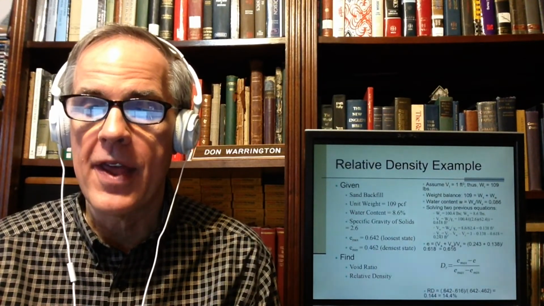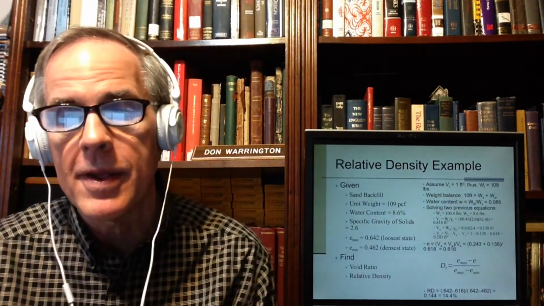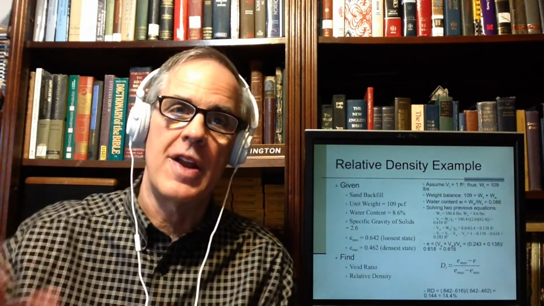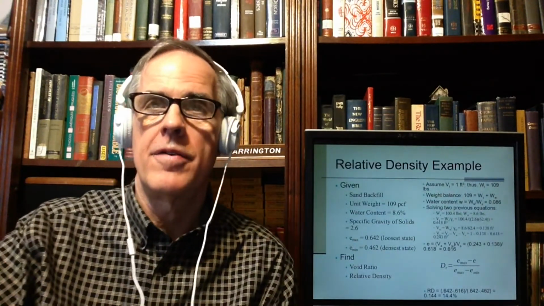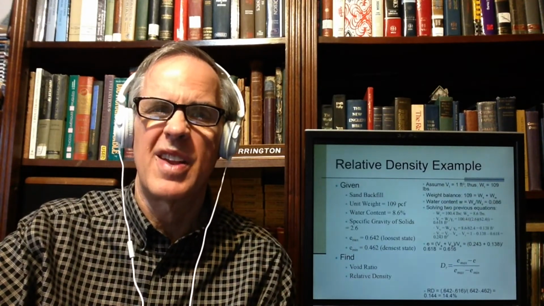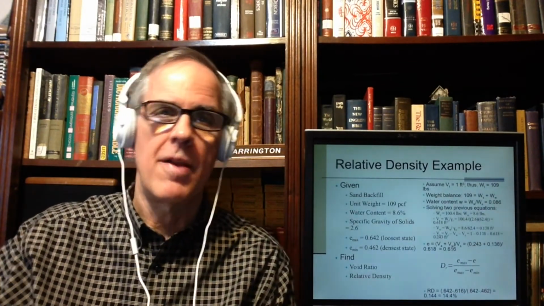And once I get that, I simply plug and chug. I've been given Emax, I've been given Emin, and I have the current void ratio, and I just plug in there, and I get a relative density of 14.4, which is on the low side of the possibilities. It's on the loose end. If we're up at 60 or 70%, it would be on the dense end.